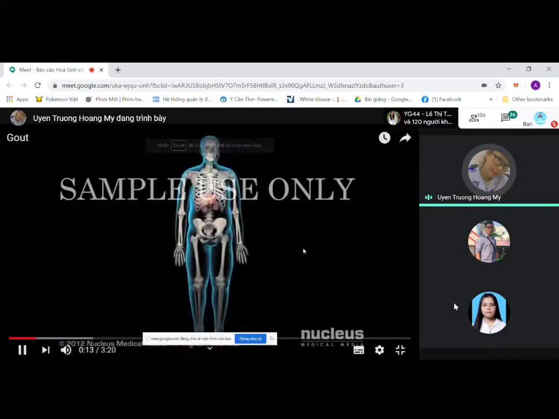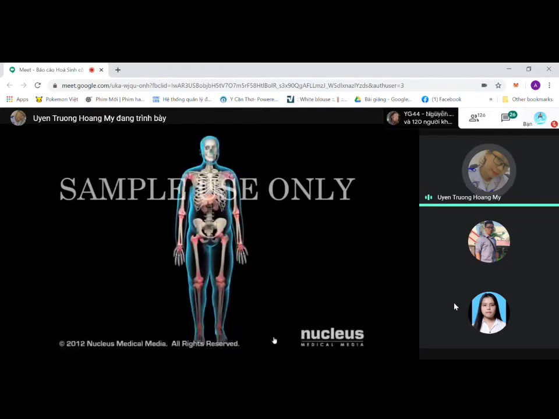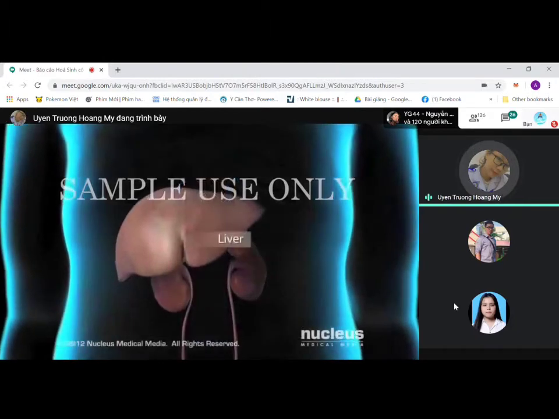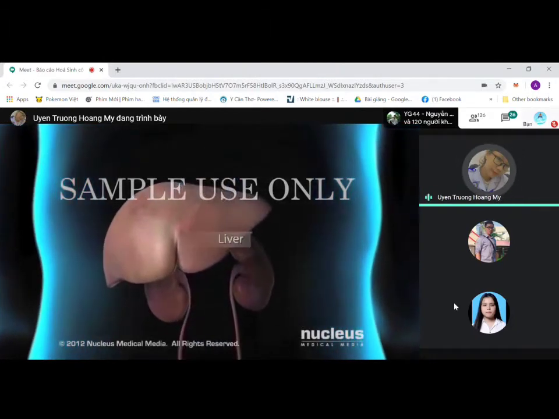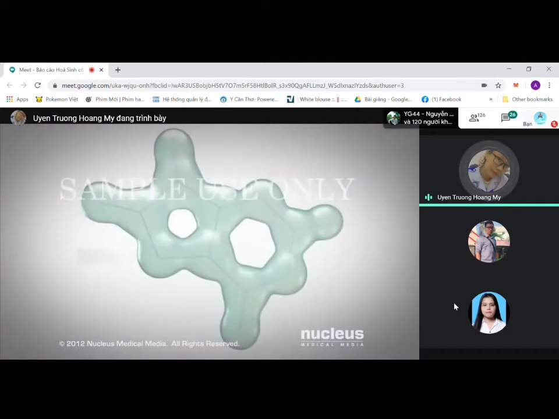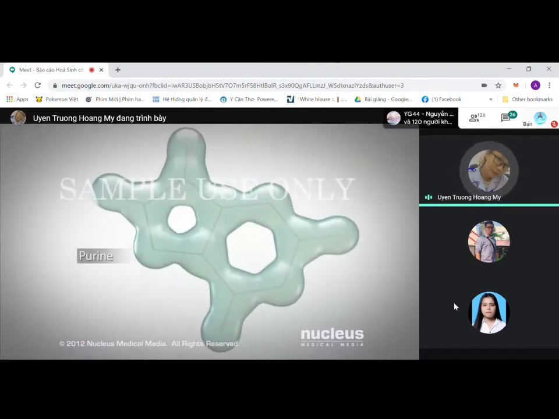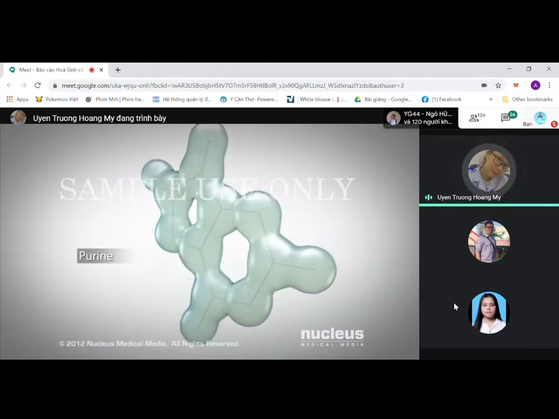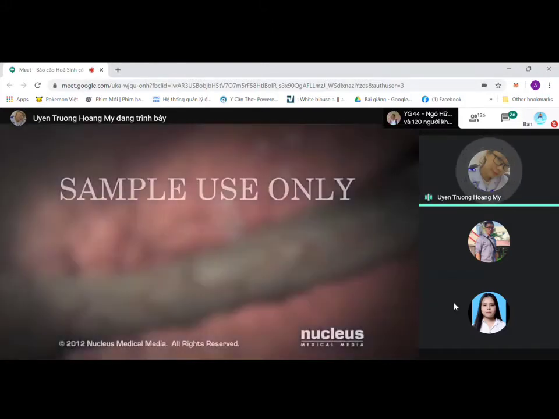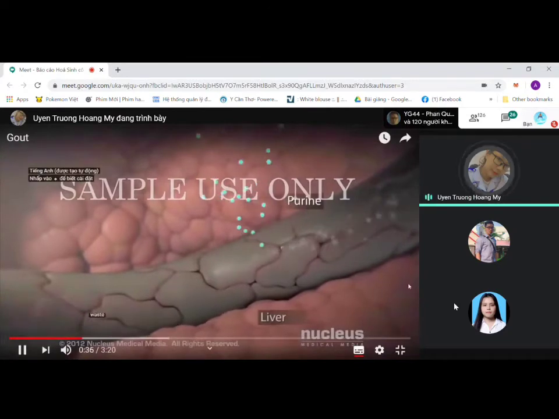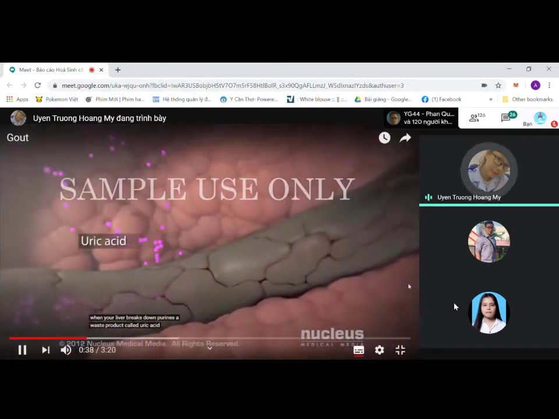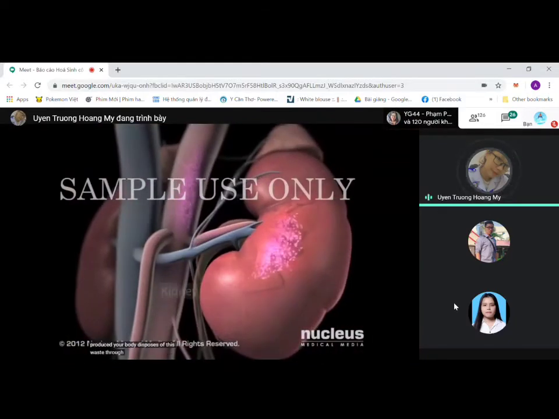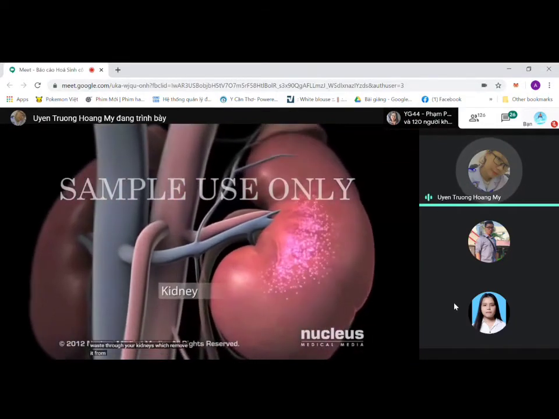Gout is an arthritic disease of your joints caused by too much uric acid in your body. Normally, your liver processes various substances in your body, including purines, which are components of genetic material found both inside your cells and in some foods you eat. When your liver breaks down purines, a waste product called uric acid is produced. Your body disposes of this waste through your kidneys, which remove it from your blood.